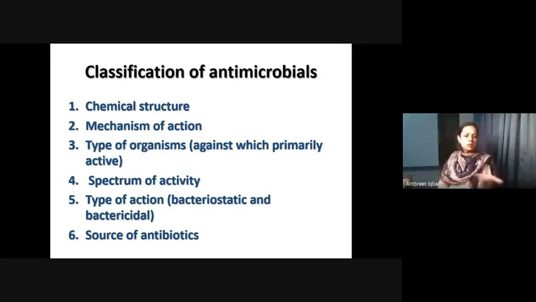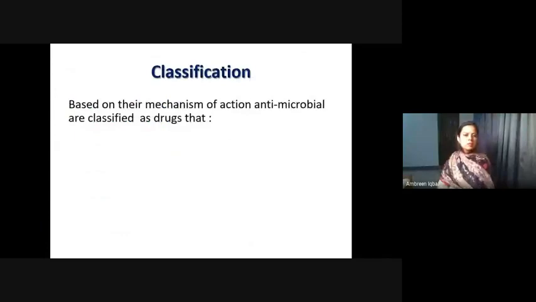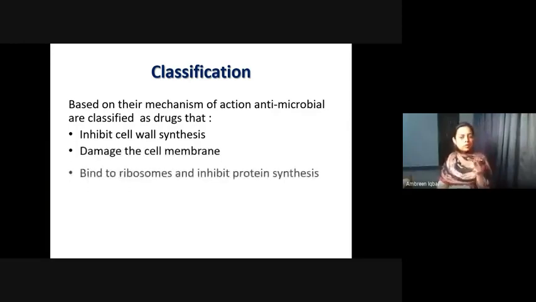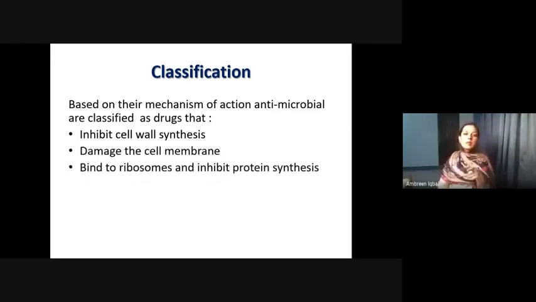We will discuss a few of them, like the one based on the mechanism of action. Antimicrobials are classified as those antibiotics that inhibit cell wall synthesis. There are certain antibiotics that damage the cell wall, so they affect the bacteria. There are certain antibiotics that bind to the ribosomes and inhibit protein synthesis, as the ribosomes are responsible for protein synthesis. So when they bind to the ribosome, they inhibit the protein synthesis caused by the ribosome.